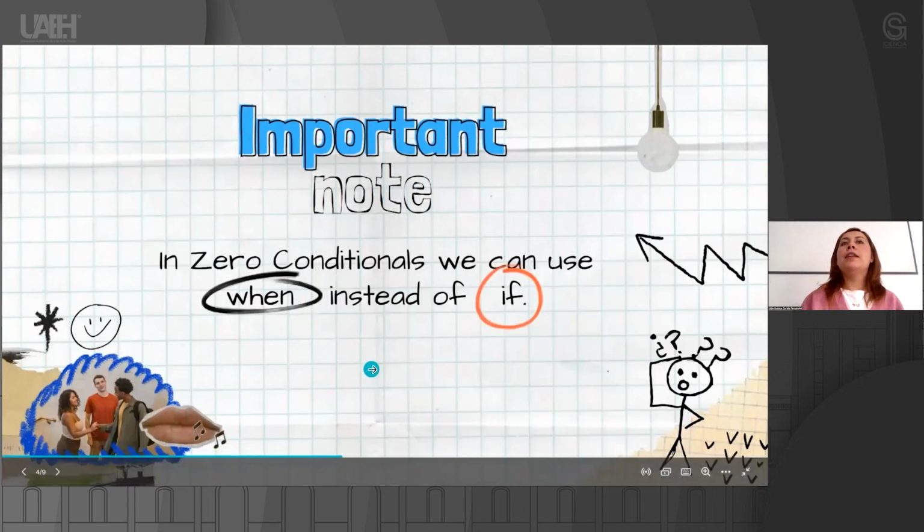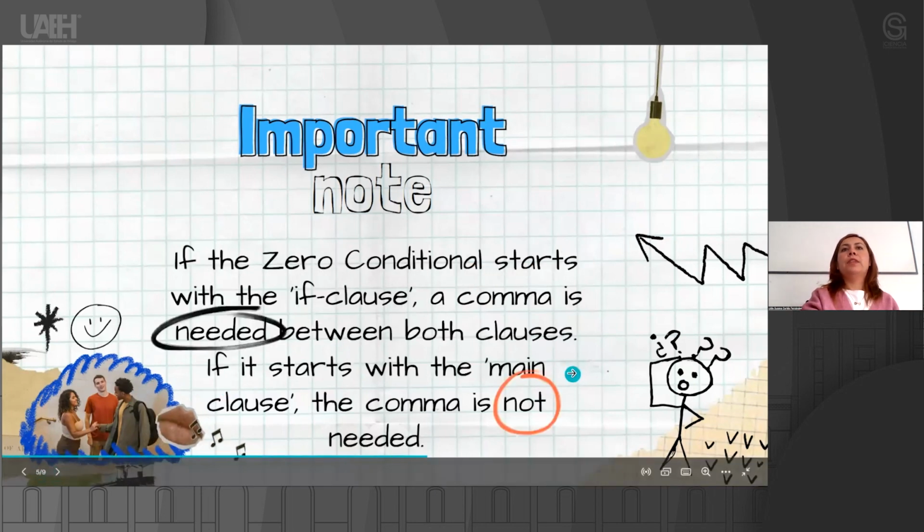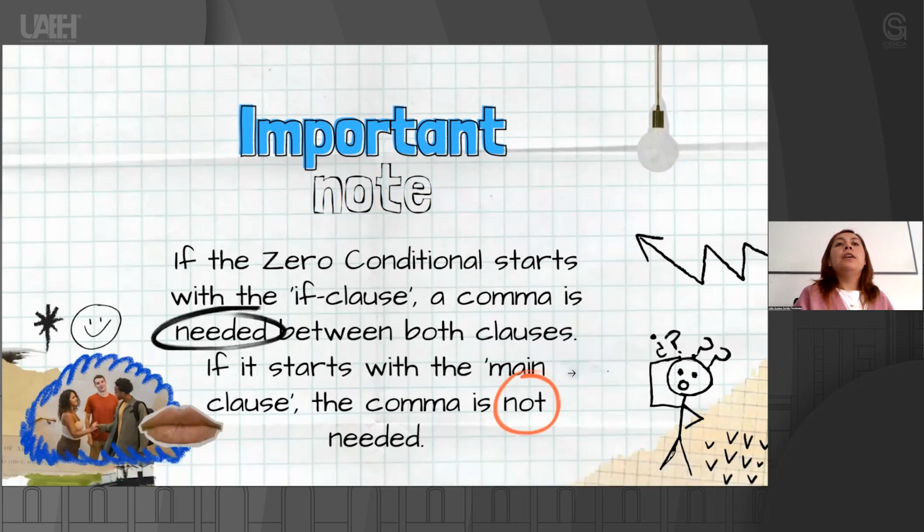So, okay, an important note here is that we can use the word if, but also we can use the word when. So you can use both words. It means the same, always the same. So this is also important. If the zero conditional starts with the if clause, a comma is needed between the both clauses. If it starts with the main clause, then the comma is not needed. So you can switch the two parts of the conditional, and it would be the same result.